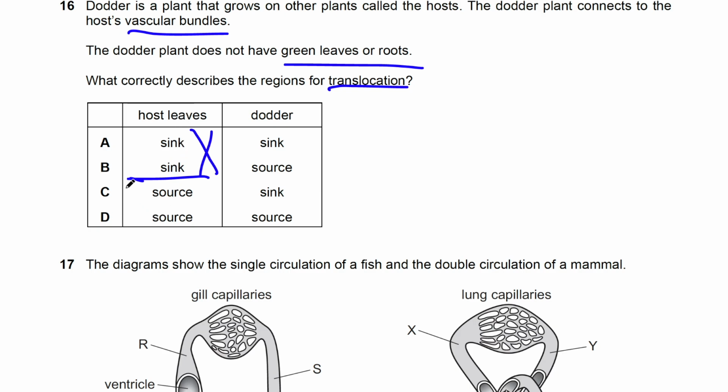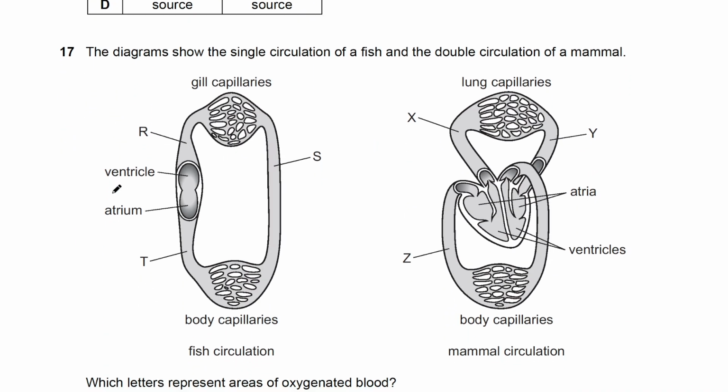So I'm focusing on C and D. Once the host leaf is the source, who is the sink? The dodder. This one. Source and sink. So the right answer here is C. That's good. Let's move to question 17.